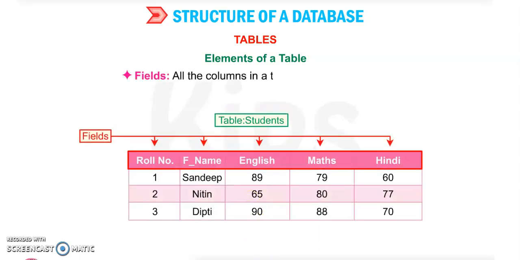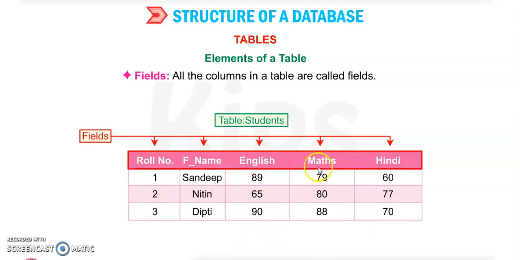The elements of a table are first, fields. These are the field names we have to assign according to our requirement, depending on which field we want to make our database in and what the requirements are. Suppose we have made the mark sheet of the students. So field names can be roll number, father's name, and marks of any subjects like English, Maths, anything. These are called field names, and all the field names are presented in the columns.